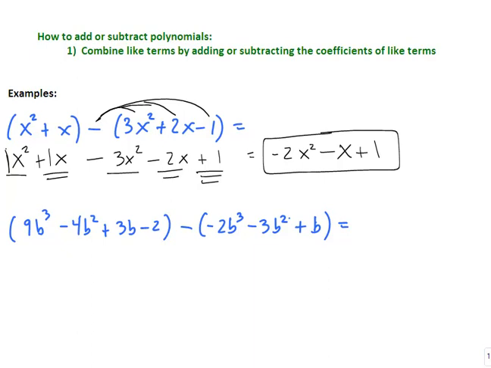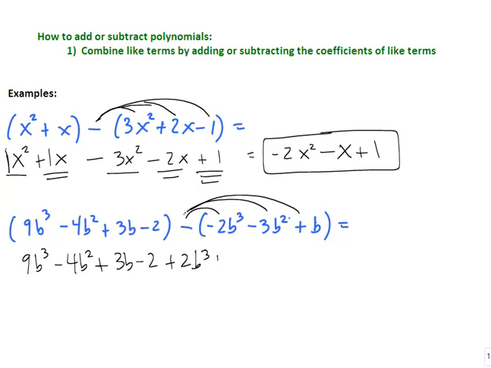On the next example, we're going to do exactly the same thing. The trick to these is just remembering to distribute any negatives across your parentheses first before you start combining like terms. So I'm going to distribute this negative across. There's nothing out front of these parentheses to distribute, so I can just drop the first set of parentheses. And when I distribute across the second set of parentheses, a negative times a negative becomes positive 2b cubed. Negative times negative becomes positive 3b squared, and negative times positive b becomes minus b.